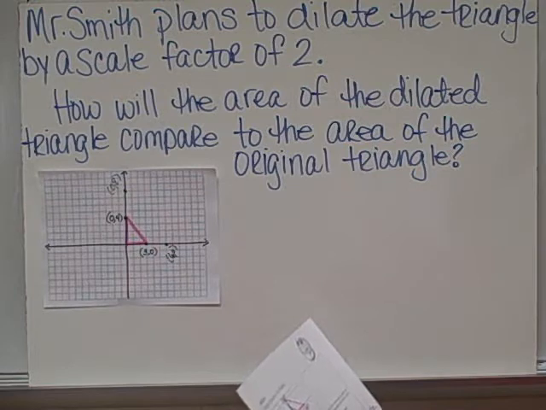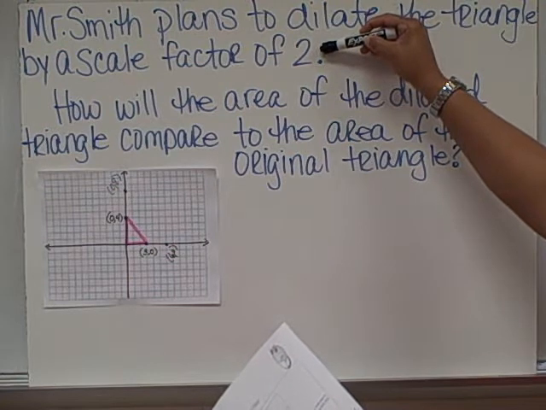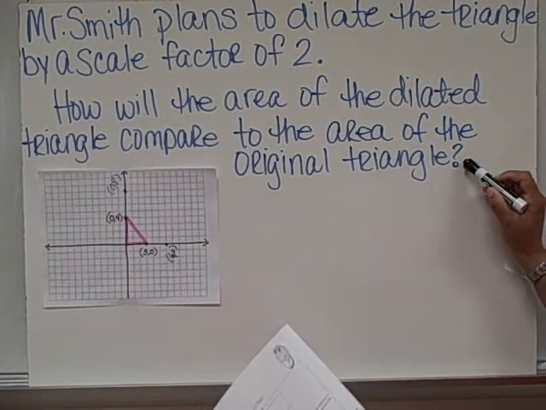Number 1, it says the right triangle on the graph above has vertices at (0, 4), (0, 0), and (3, 0). Mr. Smith plans to dilate the triangle by a scale factor of 2. Your question. It says, how will the area of the dilated triangle compare to the area of the original triangle?